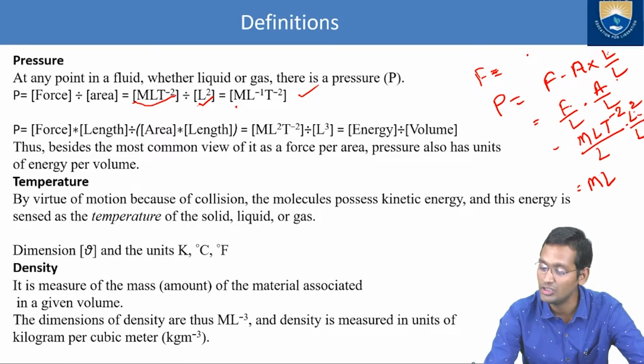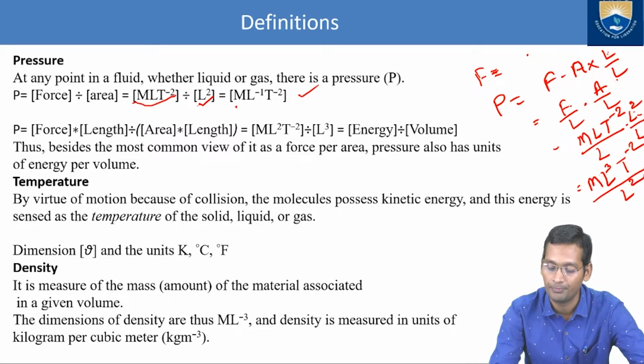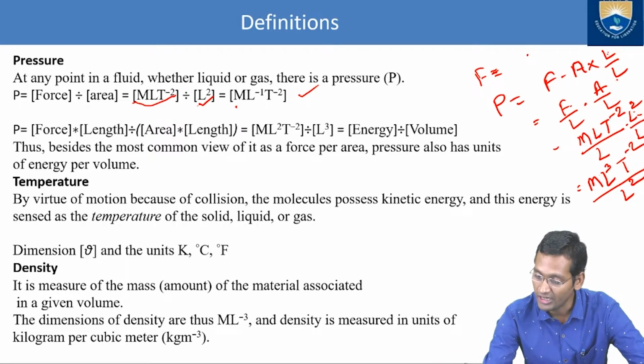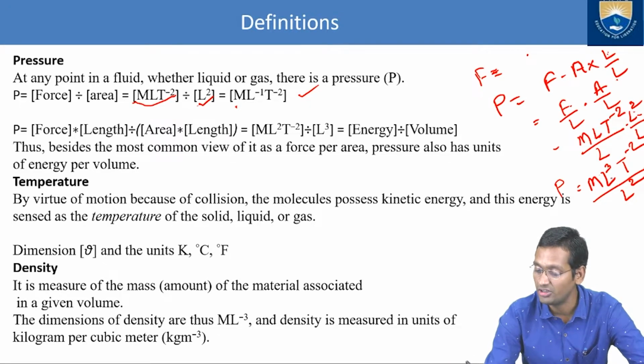ML, this L into L square becomes L cube T minus 2 by L square. Right? So now we are dividing here. We got pressure in terms of force.